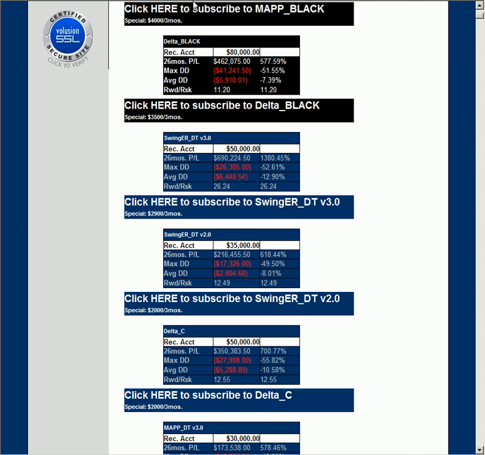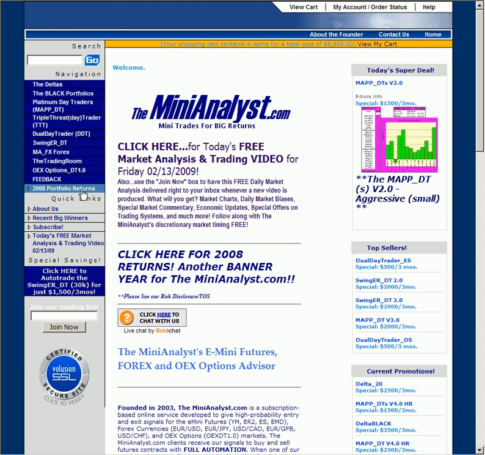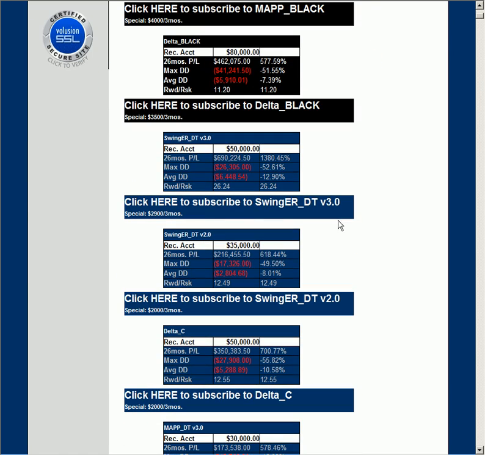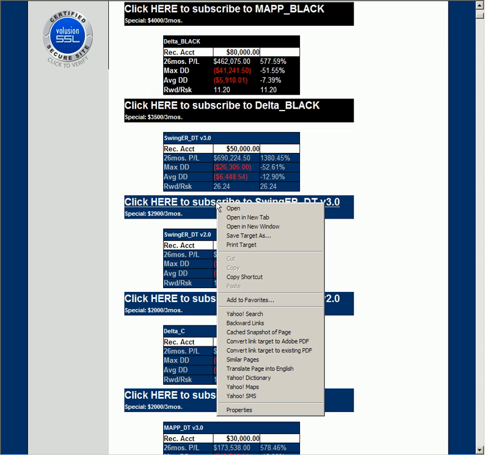you can go and compare it. Actually, just go to the website. You can just go to the 2008 portfolio returns. You can look at the Swinger DT, the traditional, the one we just showed you, or the best one we offer actually right now is the Swinger DT 3.0.